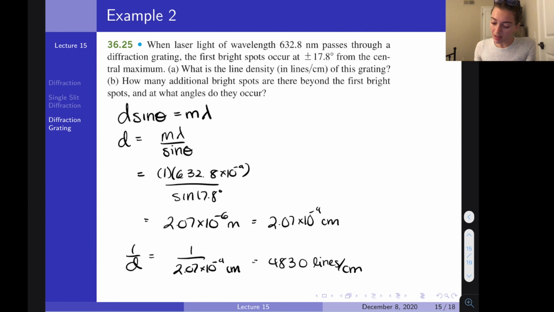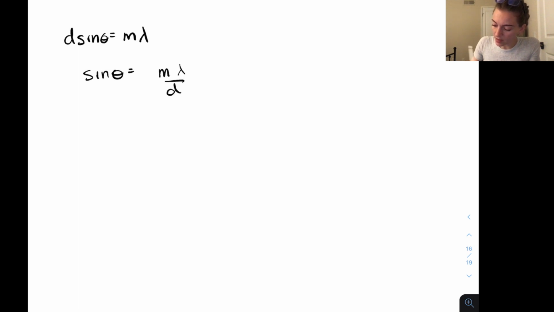So then for the second part, we wanted to find how many additional bright spots are there beyond the first bright spot, and what angles do they occur at. So let's find where some more additional bright spots are. So we're going to have, again, d sine theta is m lambda. We know where the first one is, so let's look for the second one. So sine theta is equal to m lambda over d.